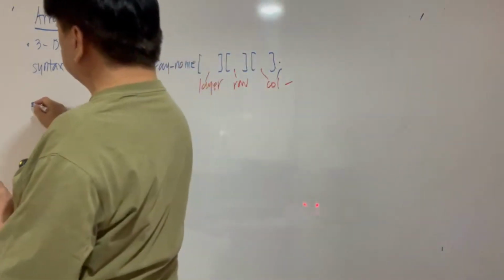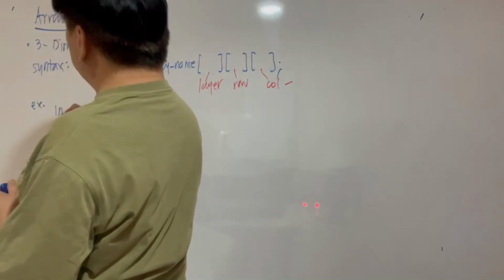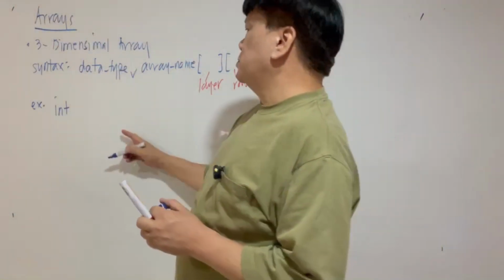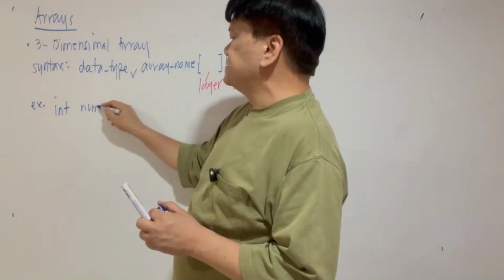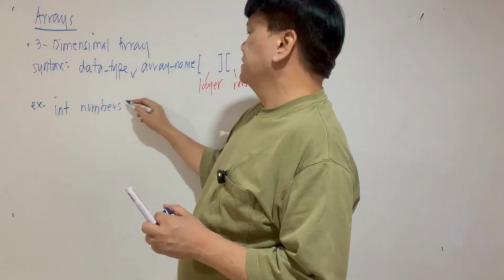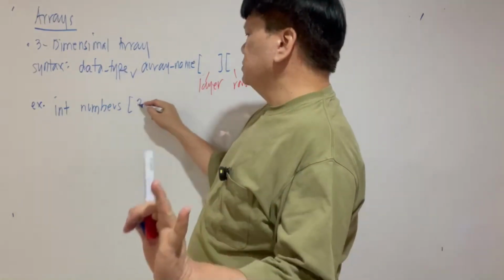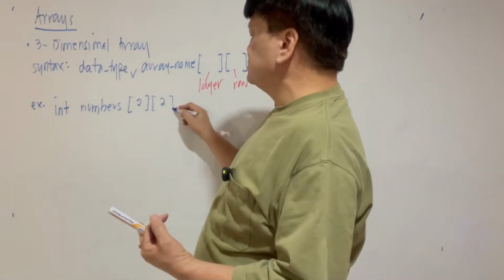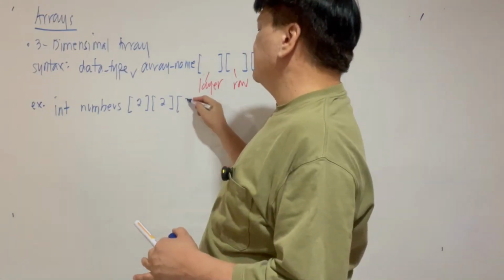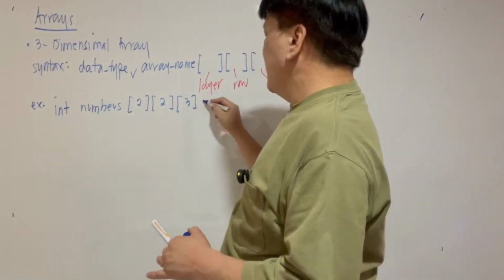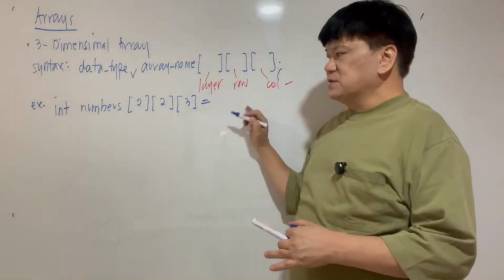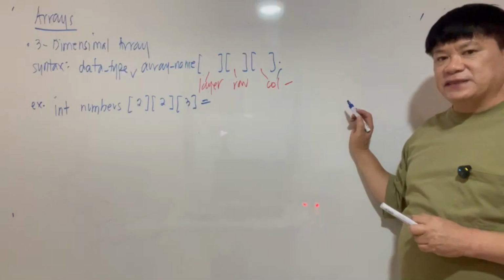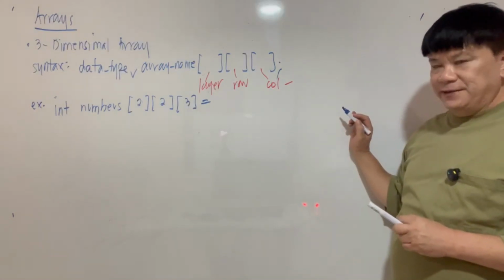Example, let's have integer. Data type, integer. Array name, numbers. Then I will just have 2 layers, and then again 2 rows and 3 columns. And then what are the values? So let's initialize values for your three-dimensional array.